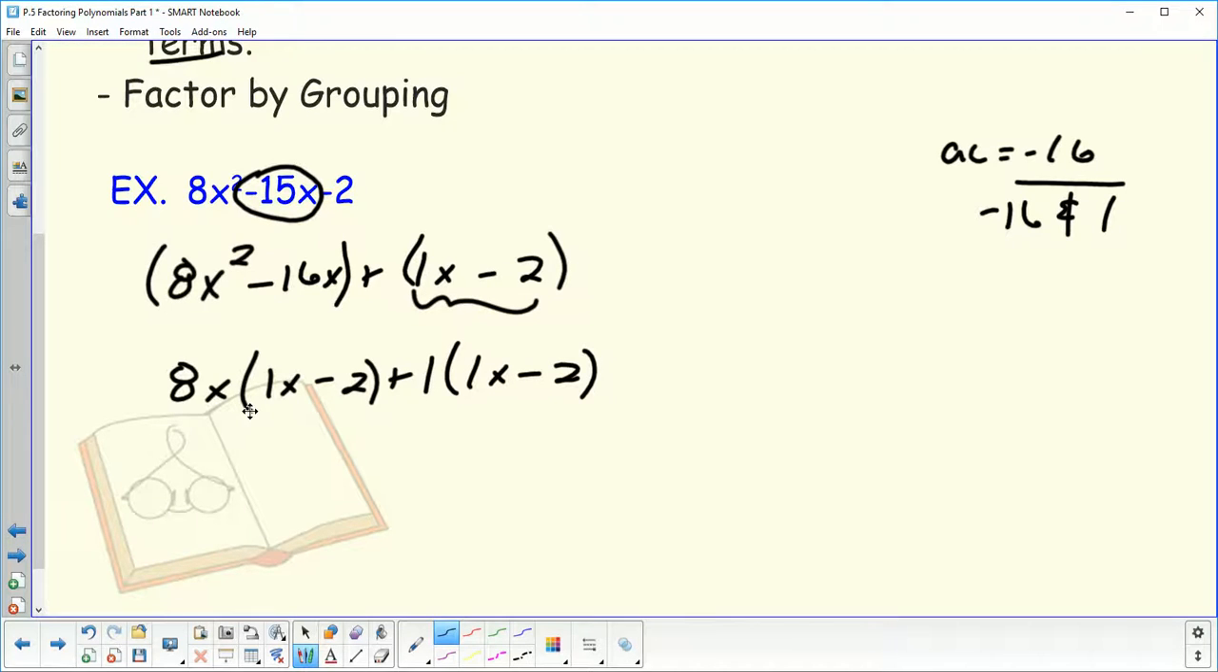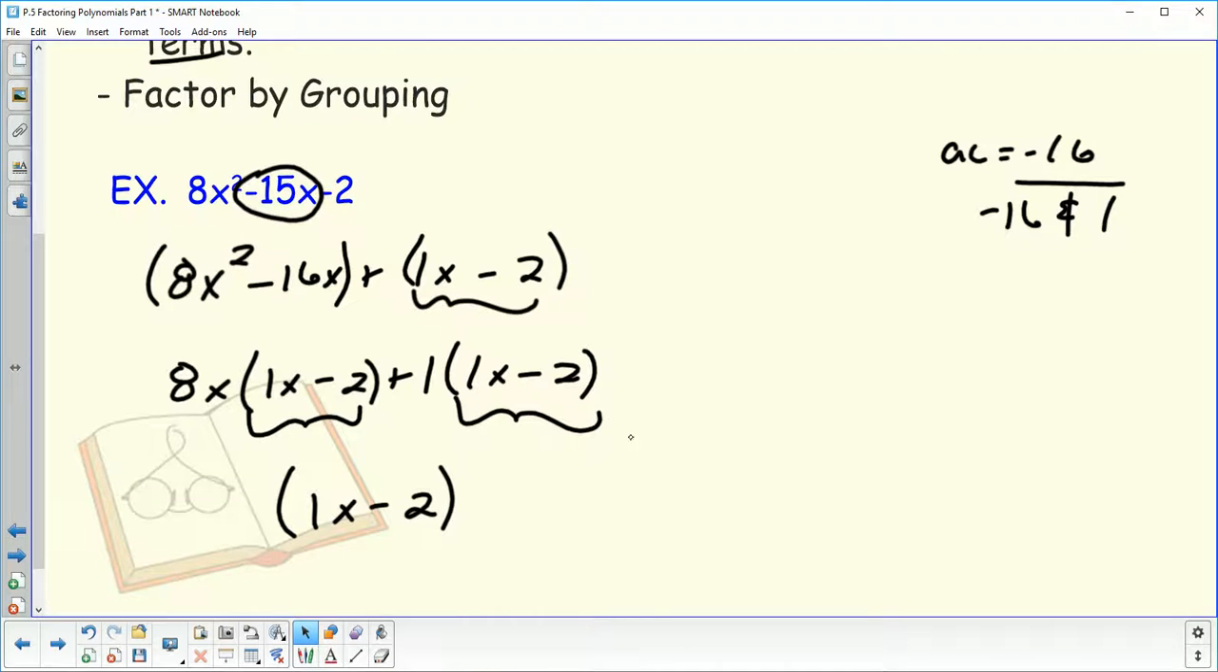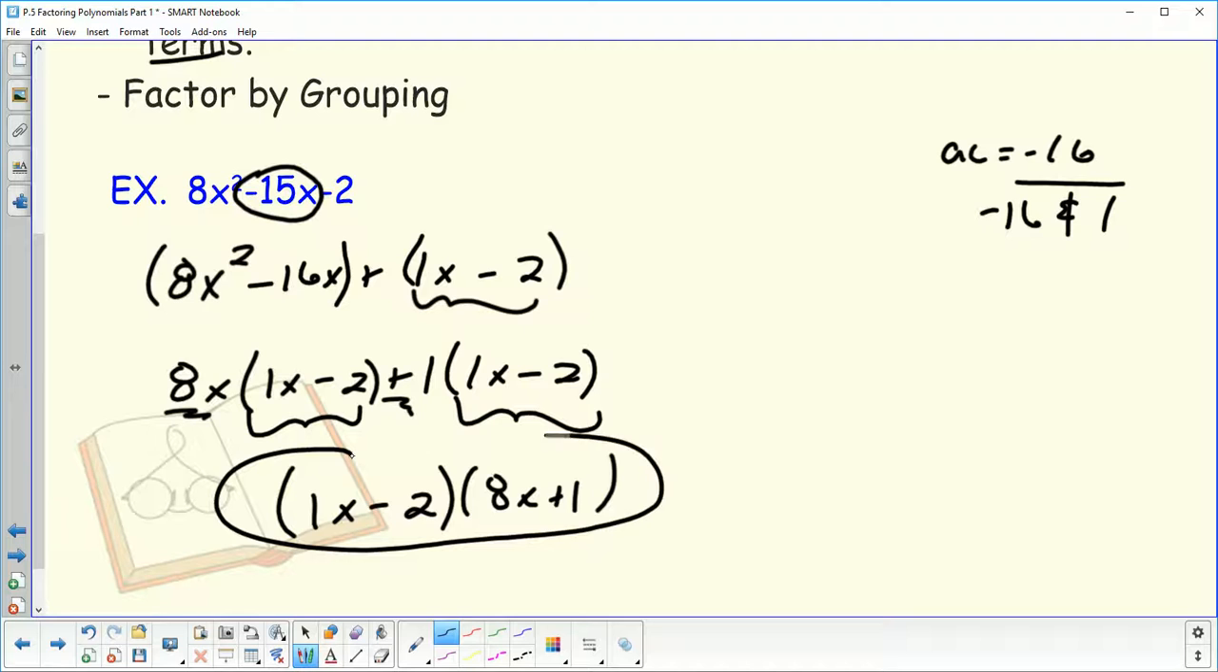And remember, this is good. We want these two to be the same. Okay, so my first term, or my first binomial, is 1x minus 2. And then my other term becomes whatever we have outside, the 8x and the plus 1. So then that would be the factors of that trinomial that we started with, that quadratic trinomial.